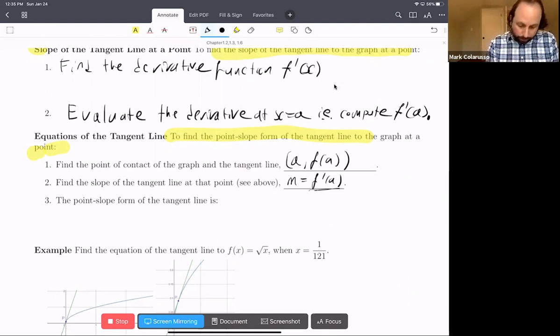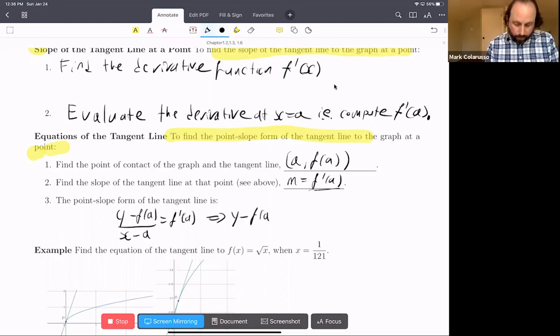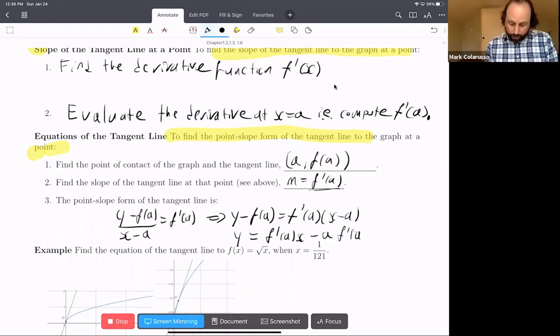So the point slope form gives us y minus f at A over x minus A is f prime at A. So that implies y minus f at A is f prime at A times x minus A. So y equals f prime at A times x minus A plus f at A, if you wanted to write it all out.